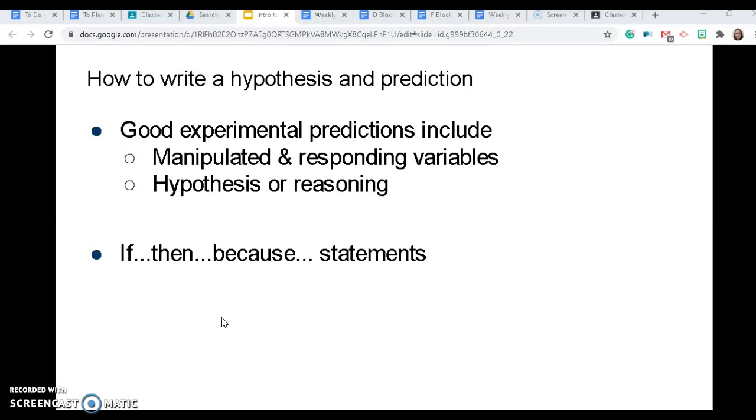Hypotheses need to include the manipulated and responding variables. They also need to include reasoning for why. This is that general statement about nature, the reasoning for why you would expect certain results. And the best way to do this is with an if-then-because statement.